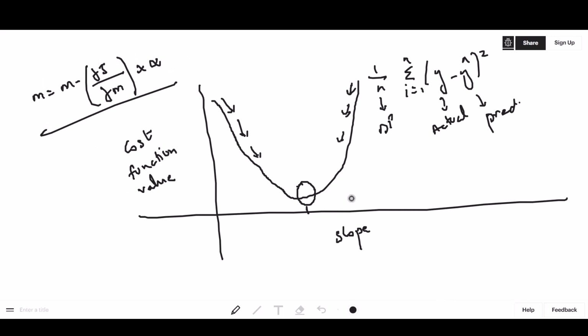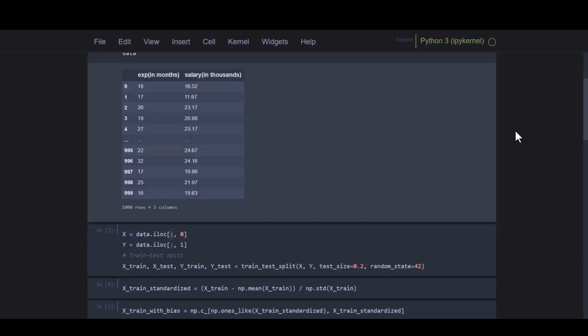In simple words, we are going to find the slope value at which the error is minimum, and we are going to draw a best fit line with the slope obtained from here and the intercept. In simple words, we are going to get the slope value where the cost function is minimum using gradient descent and this convergence theorem.